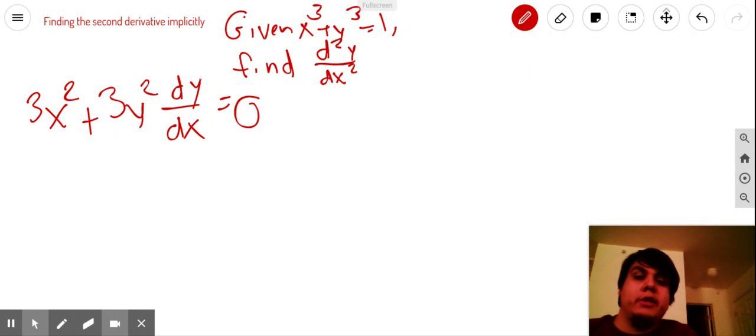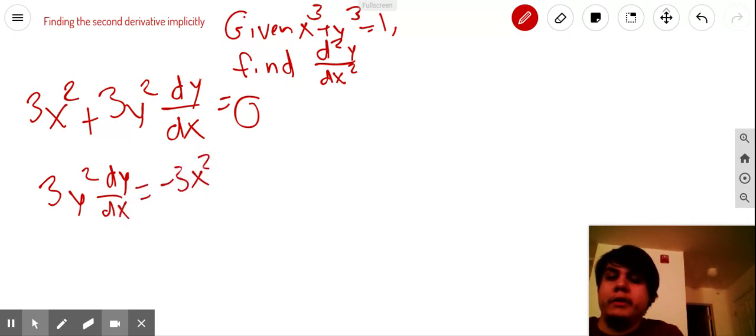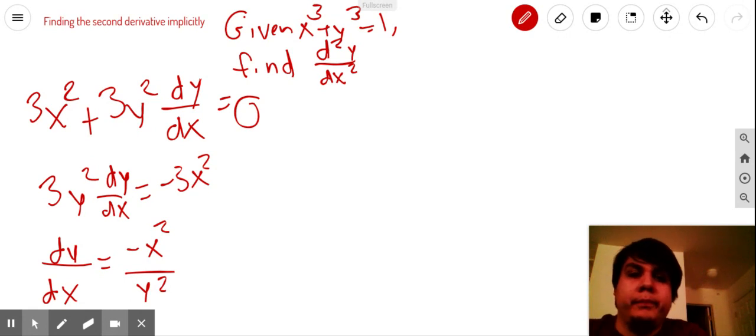So once we have that, we still need to figure out what dy dx would actually equal from here. So we know that 3y squared dy dx will equal a negative 3x squared, which means that dy dx would have to equal a negative x squared divided by y squared. All right, so that's what our first derivative is.